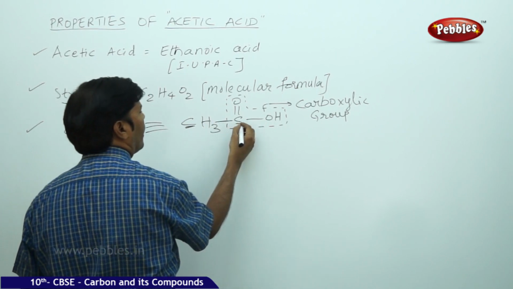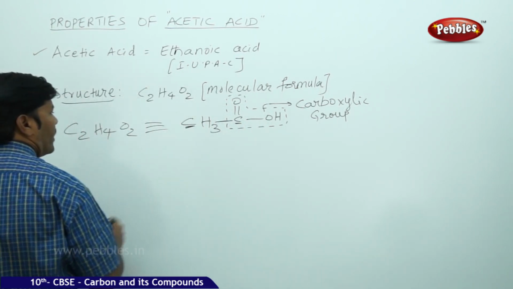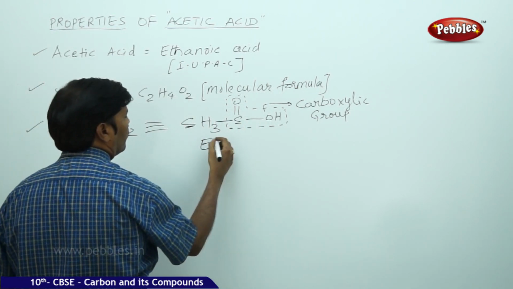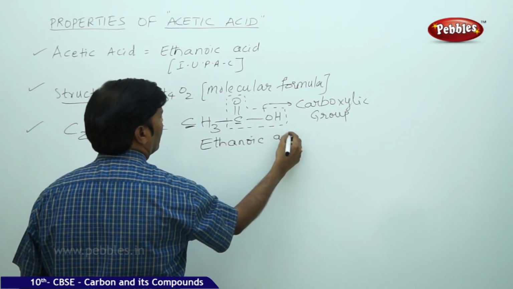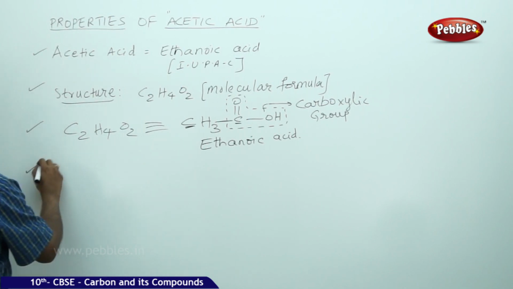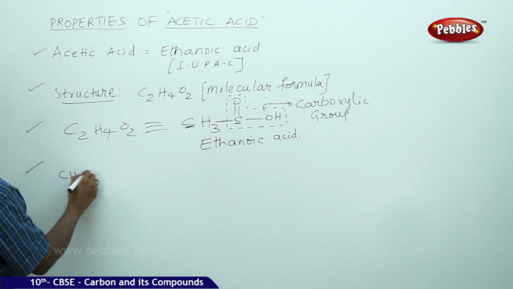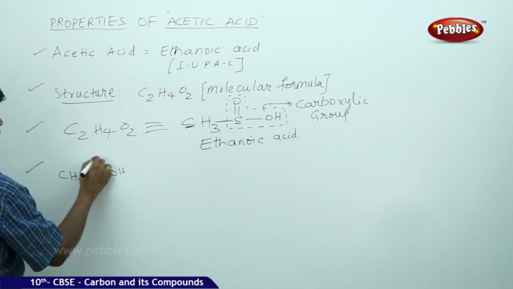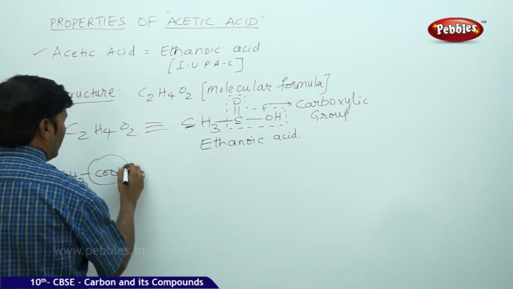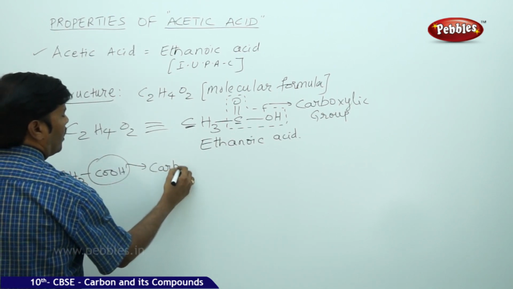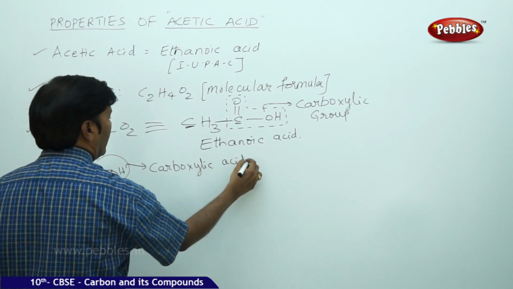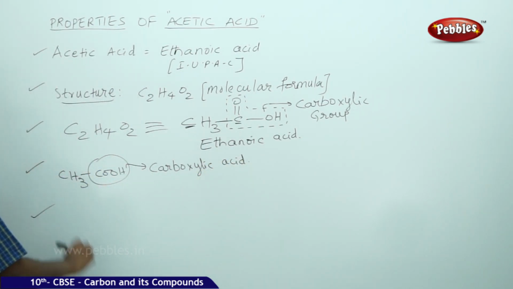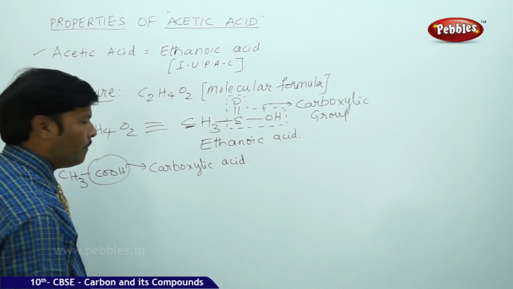And we have the number of carbons too. So therefore we can write this as, root word is ethanoic acid, because CH3COOH contains the COOH group, it is a carboxylic acid.